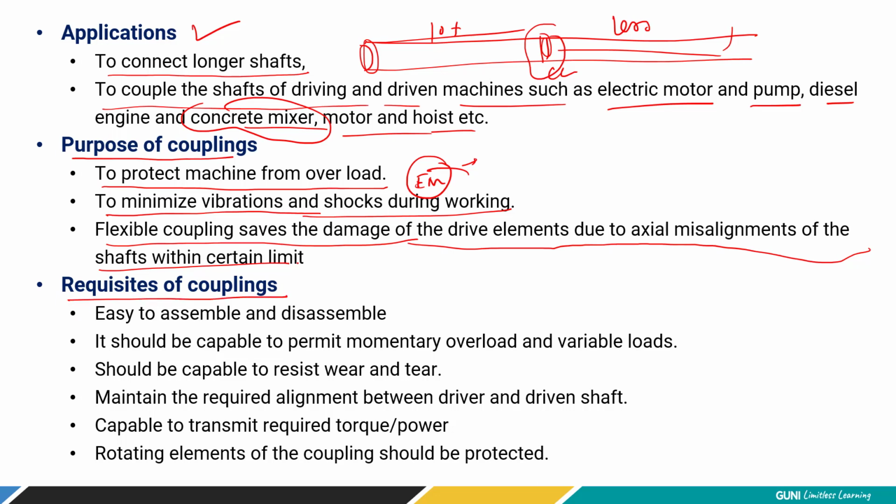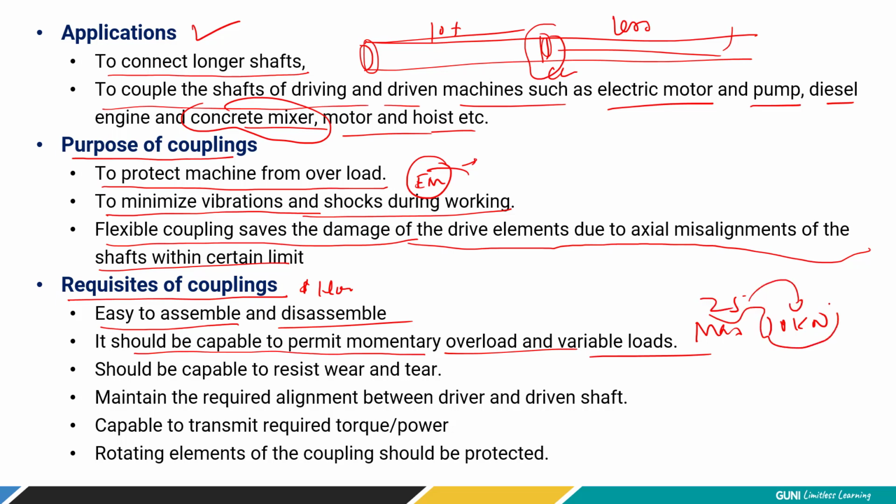Now what are the requisites of a coupling? How should it be? It must be easy to assemble and disassemble. This is the first requirement. Second, it should be capable of permitting momentary overload and variable load. Because in design, there are chances that we design the equipment for the maximum load, let's say 10 kilonewton, but it starts from 5 kilonewton, even 2 kilonewton, and then goes to the maximum, right? This varying condition is called variable load, so it should be able to sustain this variable load. Third, it should be capable of resisting wear and tear. This is also a function of the coupling.